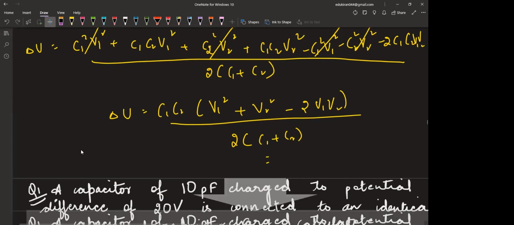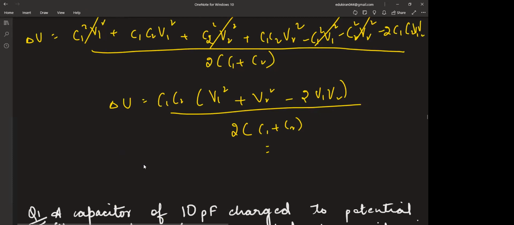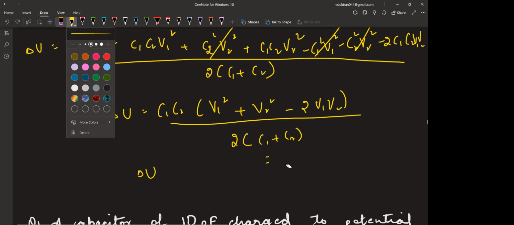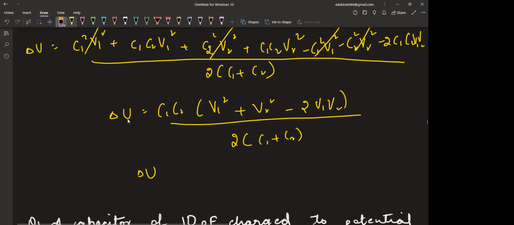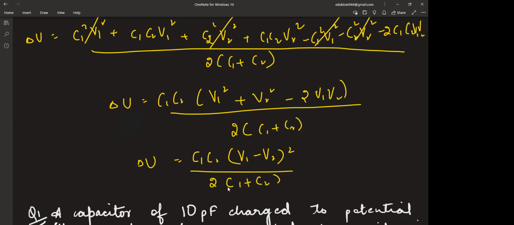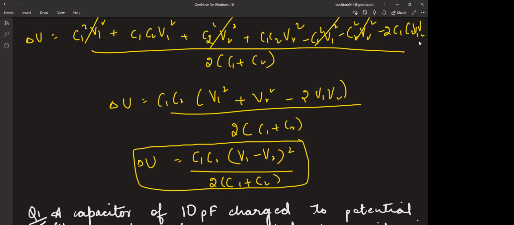Yes. So this will become C1 C2, this is A minus B whole square. So (V1 minus V2) whole square divided by 2 (C1 plus C2). This is the loss in energy. Fine. This is the loss in energy.